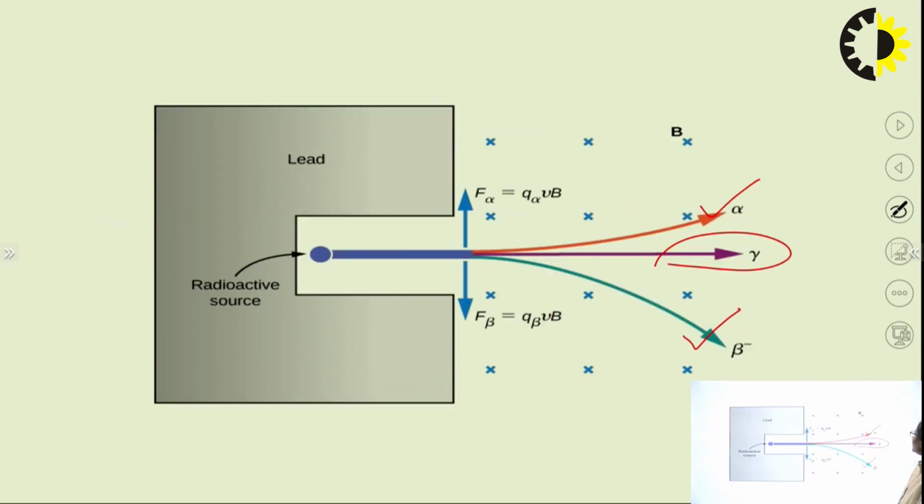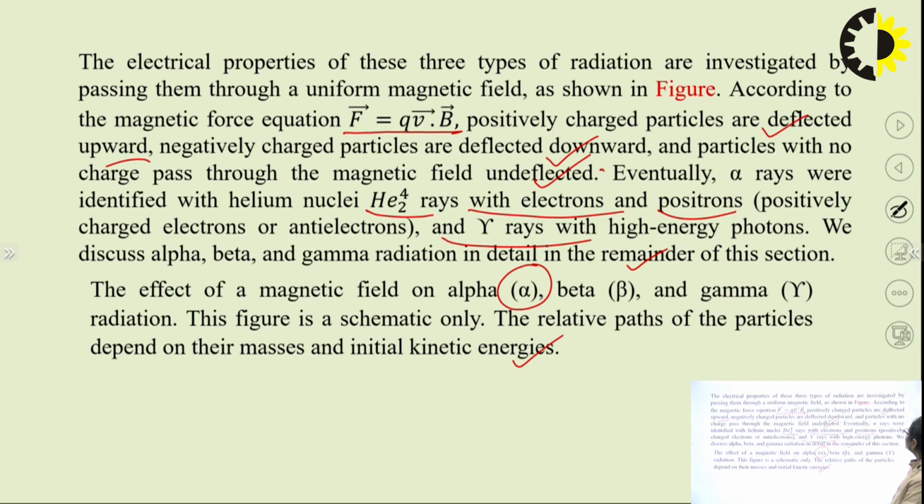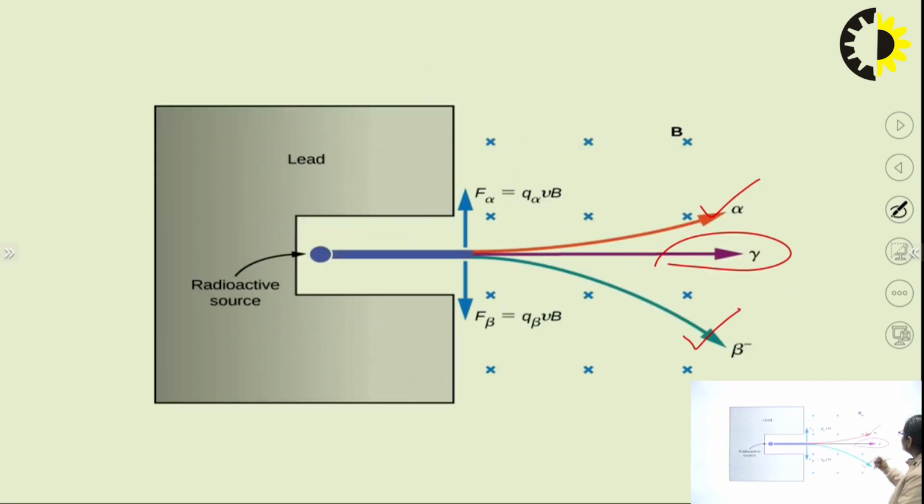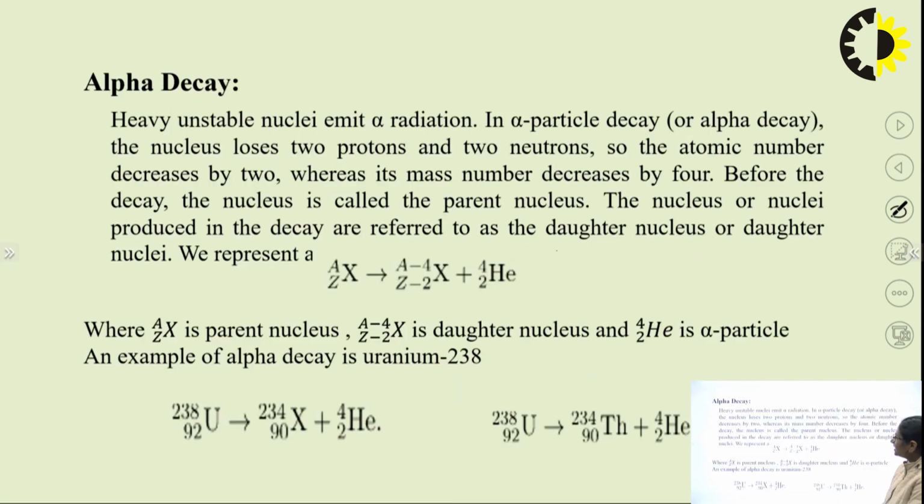So, alpha particles being positively charged are getting deflected in the upward direction, beta particles being negatively charged are getting deflected in the downward direction, and gamma rays which are not at all charged remain undeflected here. Now let us see what is the alpha decay.